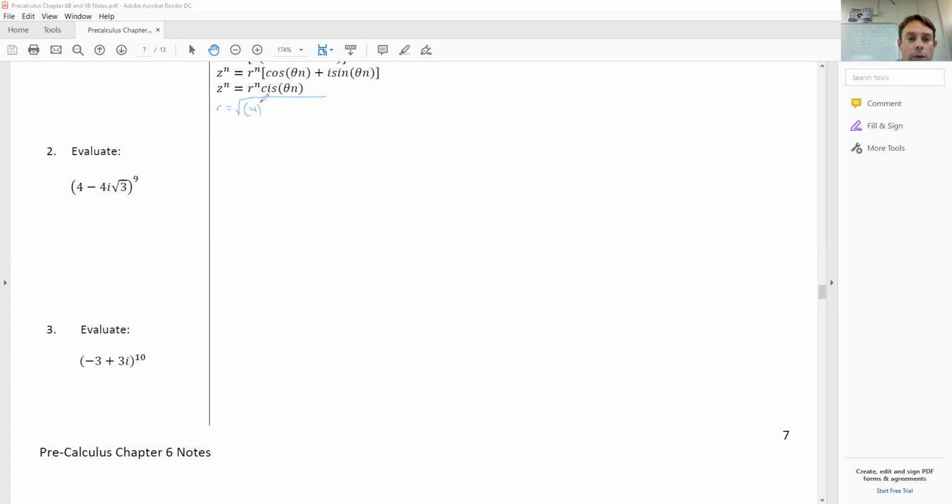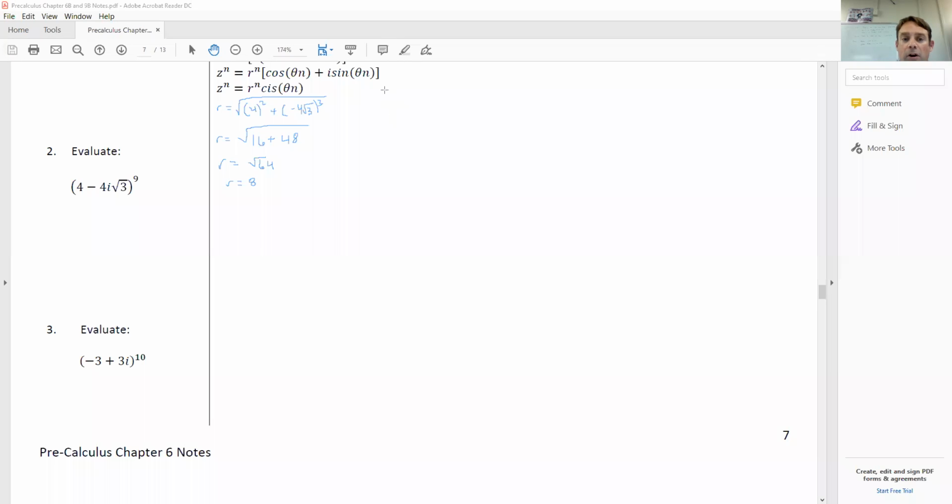So 4 squared plus negative 4 root 3 squared. That means r is the square root of 16 plus 48. So r is the square root of 64, and r is equal to 8. So we have the r value.